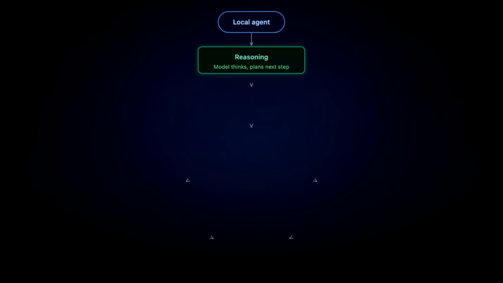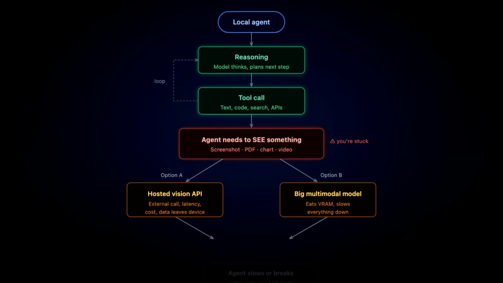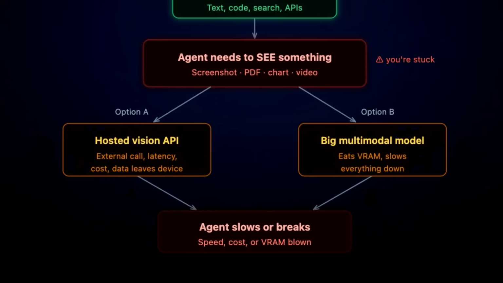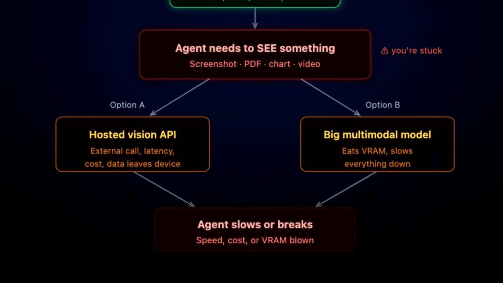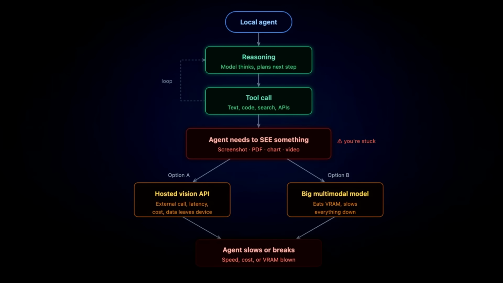And often I find a model that I like, how the reasoning works, the tool call works, and it's all coming together with the agent loop that's working. But the issue that I run into time and time again is that the moment your agent needs to actually see something, whether that's a screenshot, a PDF, a chart on the screen, perhaps even a video, you're stuck. You've got to call a hosted vision API, or you've got to go with a much bigger multimodal model to run everything through. And that's going to eat up your VRAM, that's going to slow everything down.